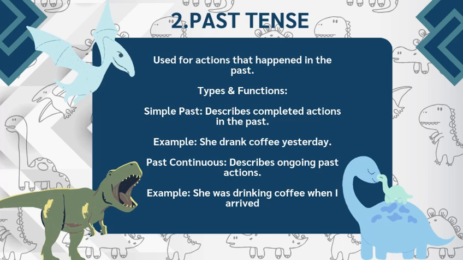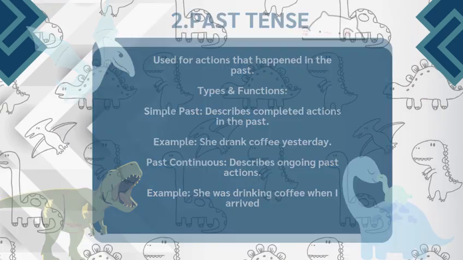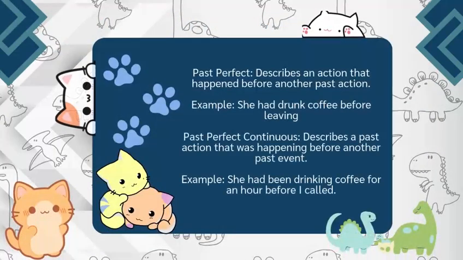The second, we've got past continuous. It describes ongoing past actions. For example, she was drinking coffee when I arrived. For the third, we've got past perfect. It describes an action that happened before another past action. For example, she had drunk coffee before leaving.